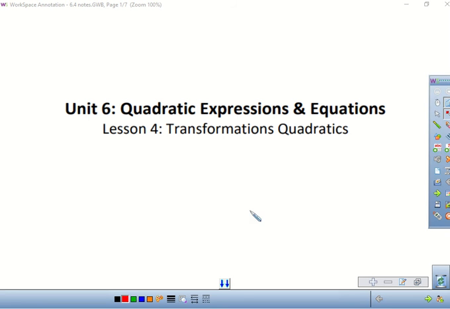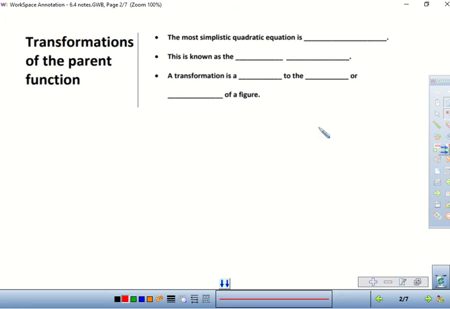All right, everyone. So today we're going to be doing Unit 6, Lesson 4, which is going to be quadratic expressions and equations, transformations of quadratics, okay? So, transformations of the parent function.